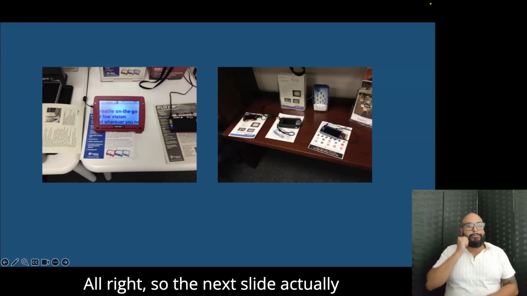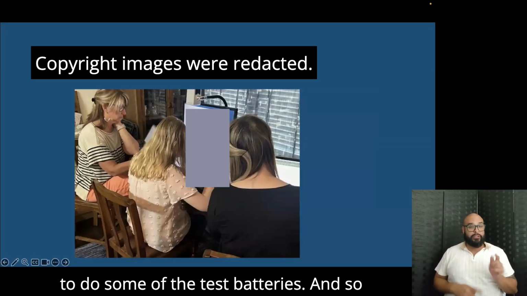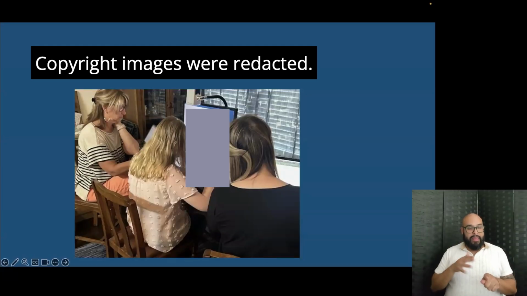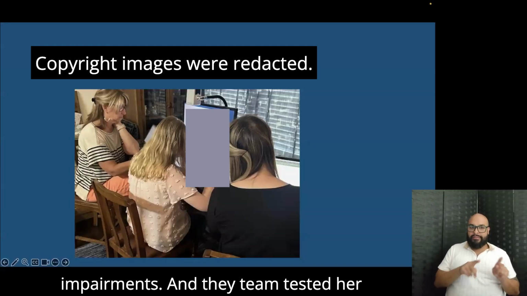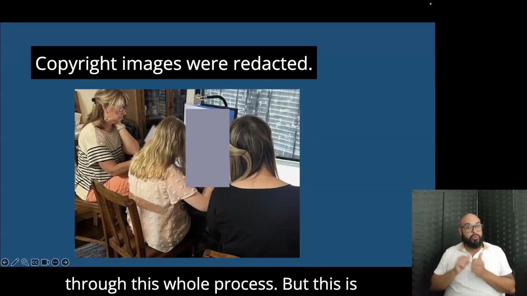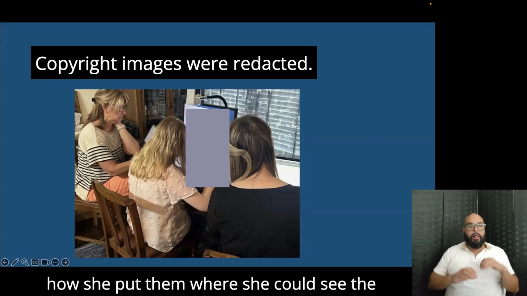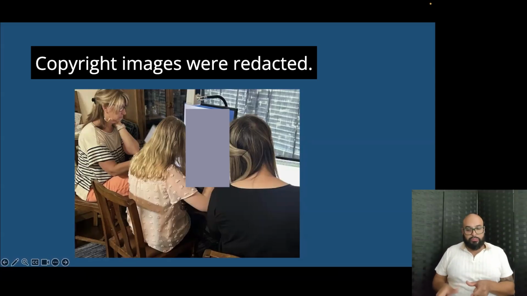All right, so the next slide actually shows some of this technology being used to do some of the test batteries. And so you'll see that's actually the back of my daughter in the middle. And on the left is the educational diagnostician here in Texas who tested her. And on the right is a teacher of students with visual impairments, and they team tested her through this whole process. But this is an example of how they had her do the block design subtest underneath her video magnifier, the Onyx she was using, and how she put them where she could see the blocks under the magnification it needed to be able to create the designs.